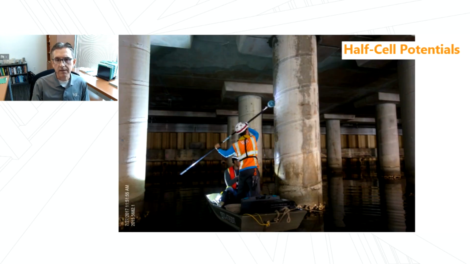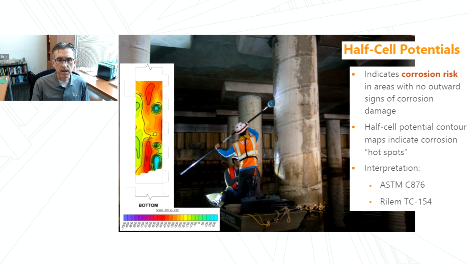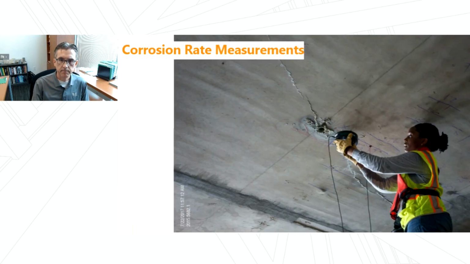Normally we're using half-cell potentials, which are a non-destructive electrochemical technique. And the data gives us an indication of the corrosion risk, even in areas where there are no outward signs of corrosion damage. The half-cell potentials that we record can be plotted on contour maps, and this can indicate hotspots where we have a high probability of corrosion, even if there's no cracking or delaminations or spalling present.